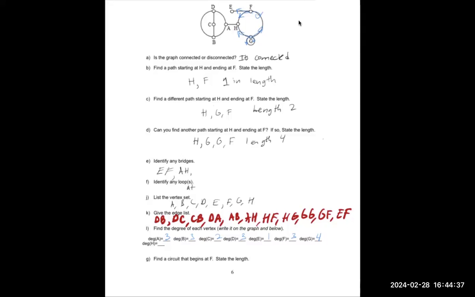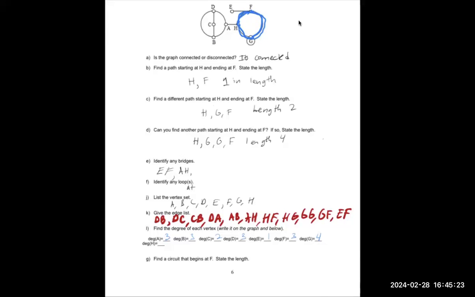And then the next question they ask us is, find a circuit that begins at F and state the length. So if we're at F, I know a circuit. A circuit is just a path that happens to start at F and then end at F. So start at F, go to H, then go to G, then go back to F. That's a circuit. And how many edges do I have to go on to go through that circuit? It was one edge from F to H, and then another edge from H to G, and then another edge from G to F. So it's 3.